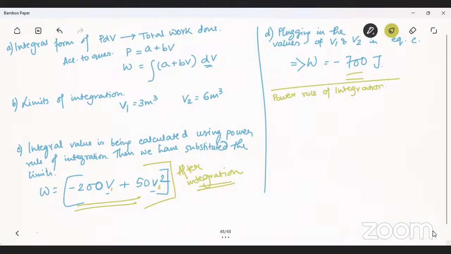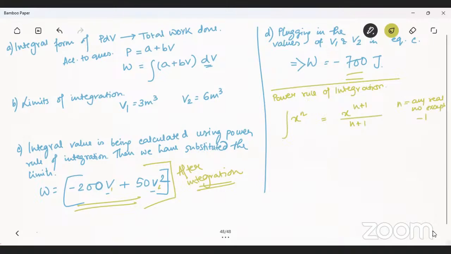So this rule states that the integration of x to the power n will be equal to x to the power n plus 1, divided by n plus 1. Here n is any real number except minus 1. This is something you will be learning in detail in your maths class.